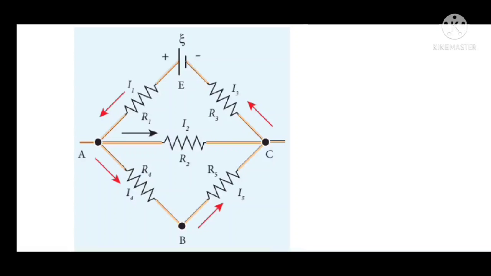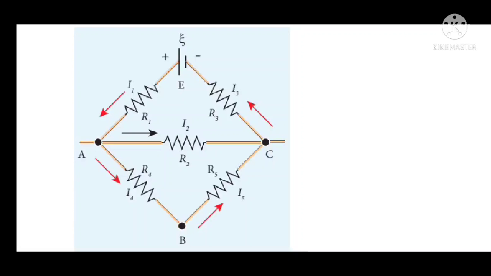Which will become equal to EMF actually, but in this case, in this loop ABCA, we don't find any cell at all. So there is no EMF in this loop. So we need to write them as I4R4 plus I2R2 plus I5R5 is equal to 0. As there is no cell, there is no EMF, so we need to put 0.